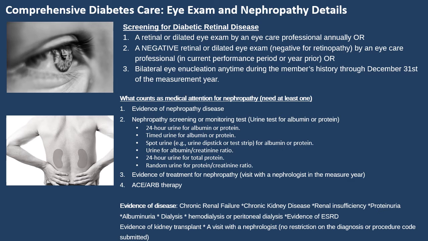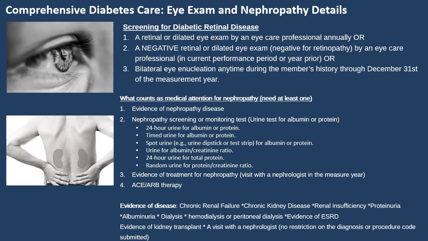Let's take a closer look at what makes patients compliant for the diabetic eye exam and medical attention for nephropathy submeasures. Patients are considered compliant for the diabetic eye exam measure if the patient has received a retinal or dilated eye exam conducted by an eye care professional in the performance period, or if the patient had a negative retinal or dilated eye exam conducted by an eye care professional in the year prior to the current performance period, or if the patient has had bilateral eye enucleation any time during the member's history through December 31st of the measurement year.